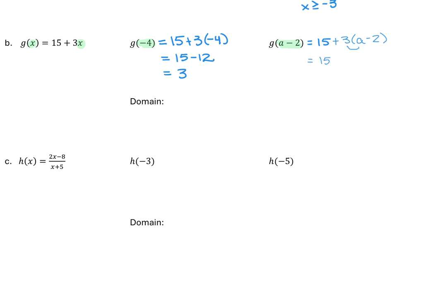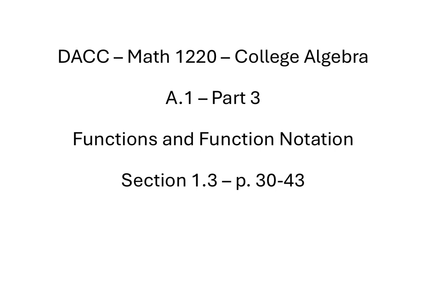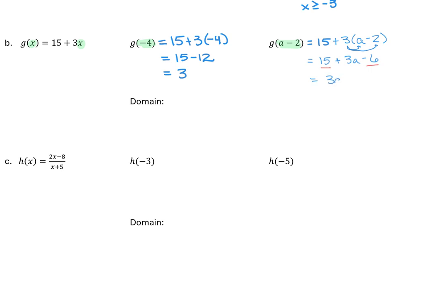We multiply 3 times a, we get 3a. And we want to multiply 3 times -2, we get -6. We can combine our like terms, and our like terms are the 15 minus the 6. And so we are going to get 3a plus 9, or you can also write this as 9 plus 3a.